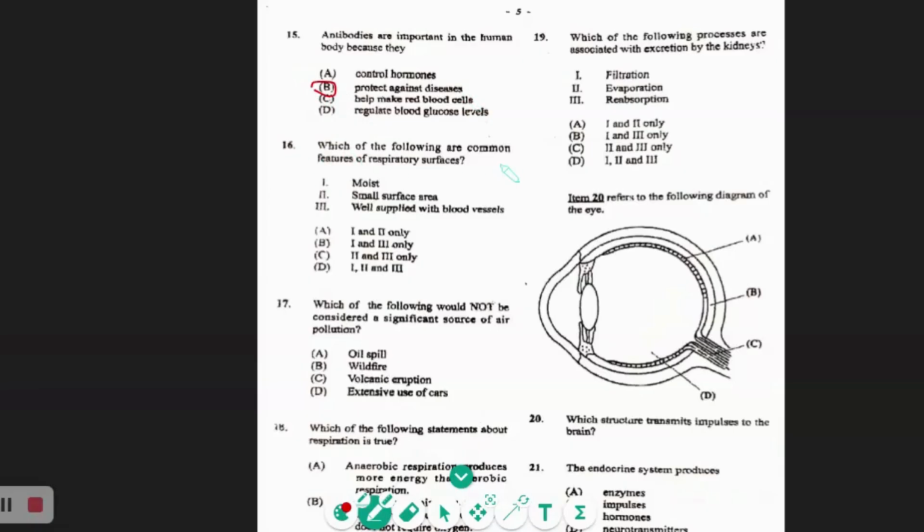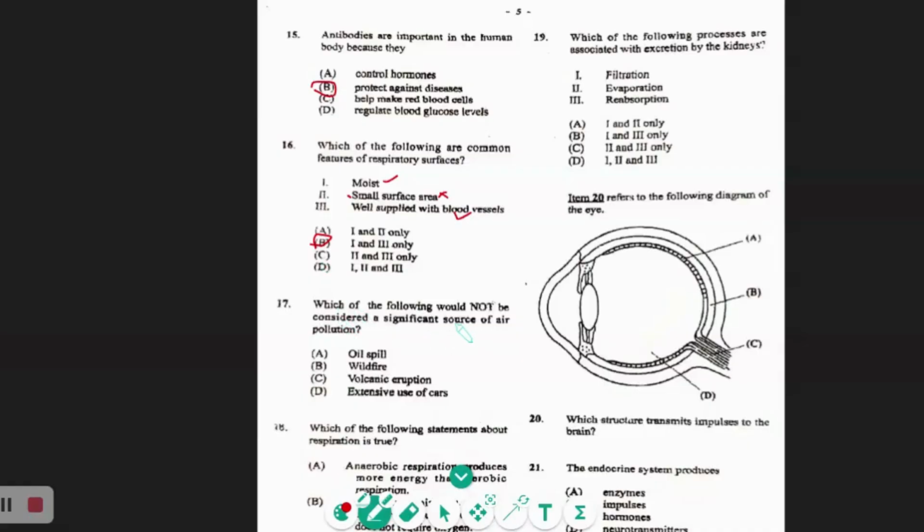16. Which of the following are common features of our respiratory surface? We know the respiratory surfaces must be moist. It must be well supplied with blood vessels. When it comes to the surface area, it must have a large surface area, not a small surface area. So the answer would be 1 and 3. So the answer is B.